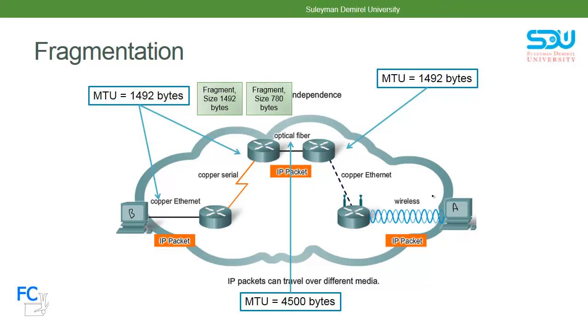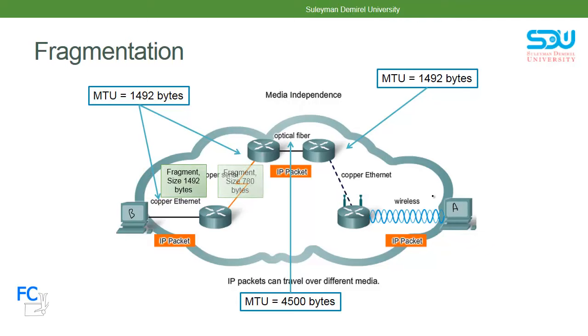and there our packets are fragmented one more time due to the fact that the copper serial link is not able to transmit such an MTU, and it continues in the same way, so that when computer B receives the fragments of the packet, it will be able to reassemble them together into a single packet.